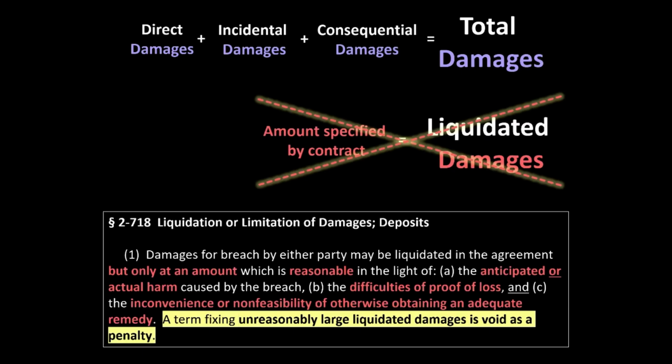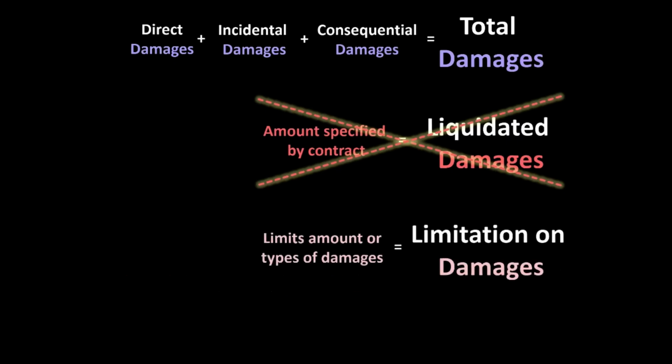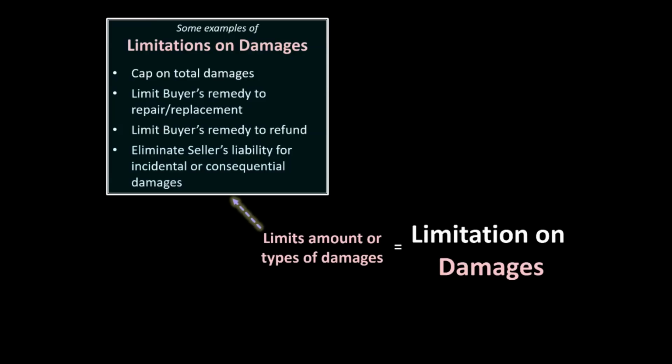So that concludes our look at the enforceability of liquidated damages under Article 2, and it brings us to limitations on remedies. Just as parties may agree to liquidate an amount for damages in the event of a breach, the parties may agree to limit the buyer's remedies, limiting the forms of damages or the forms of remedies available to the buyer. For example, the parties' agreement may cap the total damages available to the buyer in the event of a breach, limit the buyer's remedy to a repair or replacement of the goods, or limit the buyer's remedy to a refund of the purchase price for the good, or limit the seller's liability for any incidental or consequential damages that the buyer may suffer.